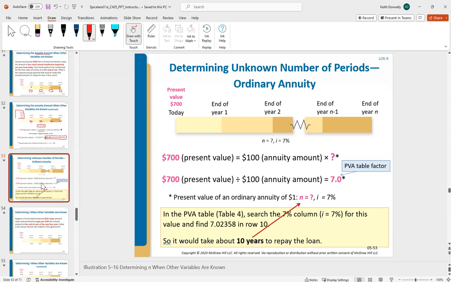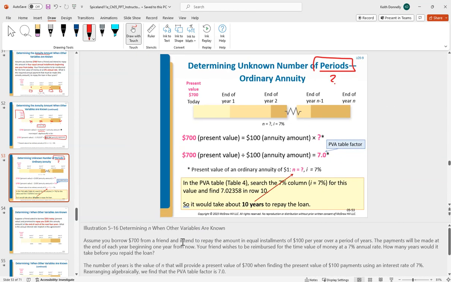Next up, another time they're hiding the shell here, determining an unknown number of periods. So here's the mystery. And they say down here, assume you borrow $700 from a friend and you intend to repay them in equal installments of $100. Every time you pay them, it's $100. So you borrow 700, you're going to just keep paying them $100. They want a 7% rate of return. How long is this going to take if we're paying them $100 at a time?